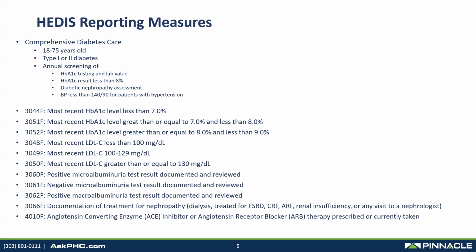They have an annual screening located in the medical record and documented of at least one lab value of an HbA1c that was less than 8%. The patient had a diabetic nephropathy assessment. And of course, we're looking for those controlling high blood pressures. We're looking for those blood pressure measurements that are less than 140/90 for patients that also have hypertension.